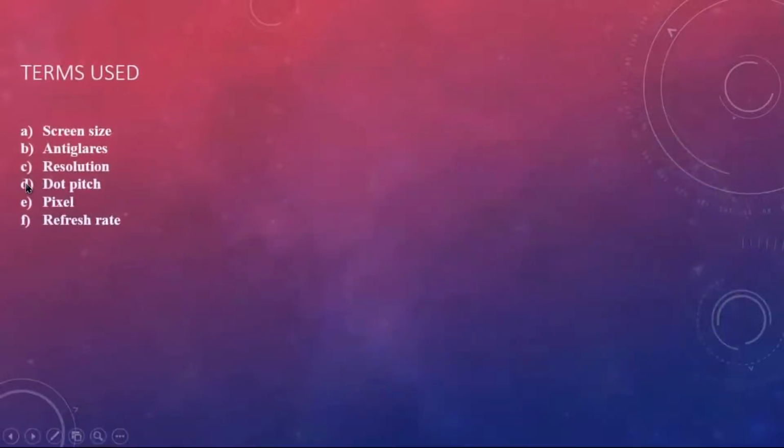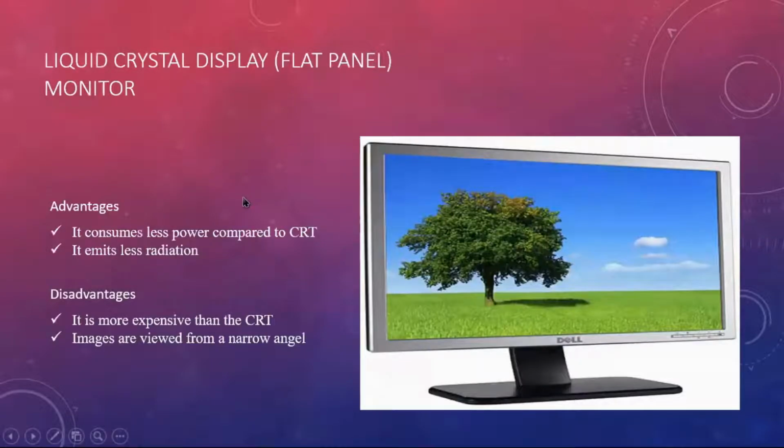Now let us look at what we call the liquid crystal display, or the flat panel. This is the type of monitor that we are mostly used to. We use them in college whenever we enter the computer lab for our lessons. We also use them at our homes. You have TVs which are actually monitors, and we use them for watching.